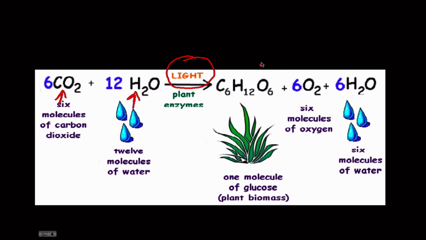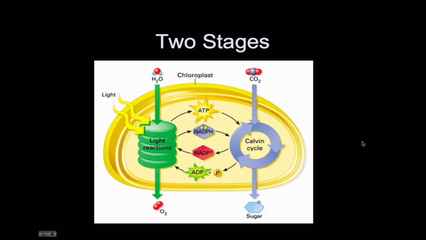All right, and then we have the products of the reaction. So we have 1 molecule of glucose generated. We have 6 molecules of oxygen that are given off to the atmosphere. And then we also have 6 molecules of water that are generated by that reaction. And this reaction occurs in 2 stages. So we're looking here at the chloroplast. Okay, so this is the chloroplast, and this entire reaction occurs inside of the chloroplast.